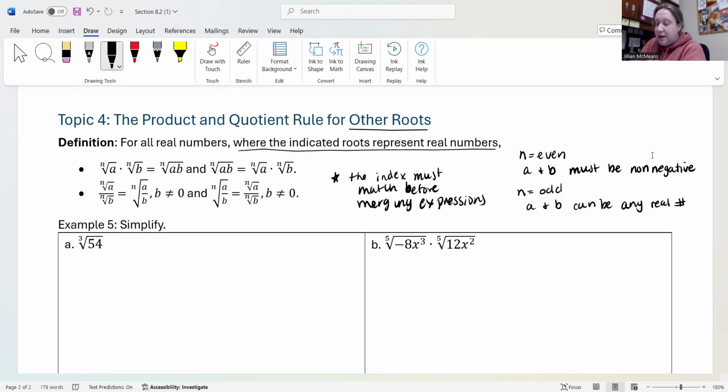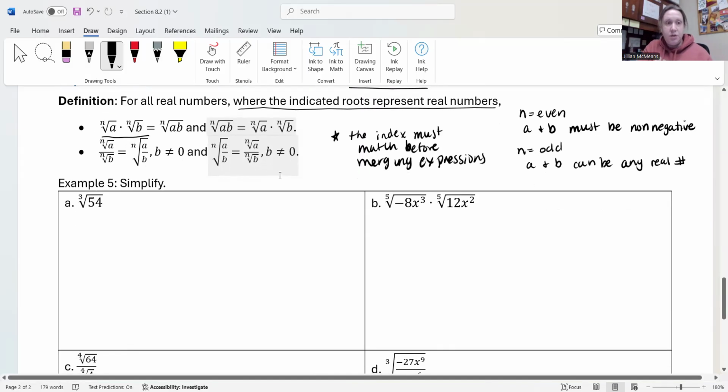So like right here, when we look at the nth root of A times the nth root of B, before we can merge that under one radical expression, we have to make sure the index is the same. You cannot merge a third root and a fourth root. It just doesn't work. You have to merge third roots with third roots, fourth roots with fourth roots. Okay, so you do have to make sure the index matches. Now let's use that idea to simplify here.